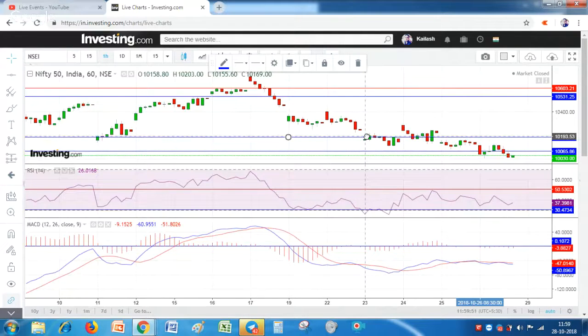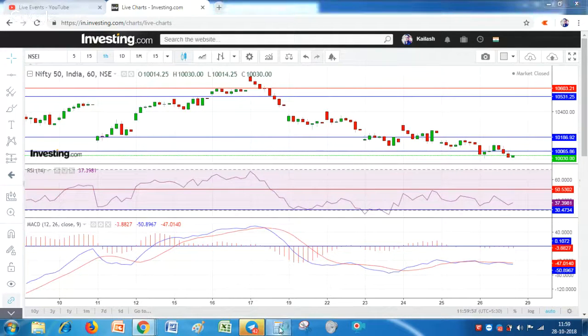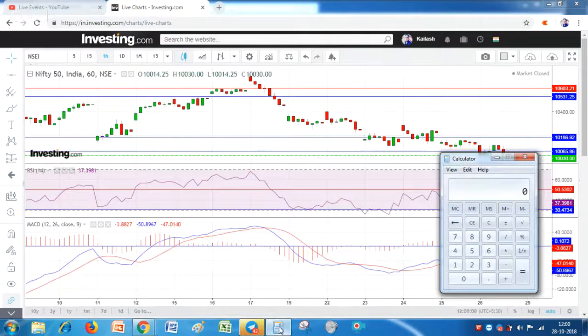Let us say we have exited at 10,190 and we have gone short at 10,000. So let us calculate how much difference there is, how much profit there is. Okay, so we have gone short at 10,530, and we have exited somewhere at 10,190. So we have got 340 points, friends.